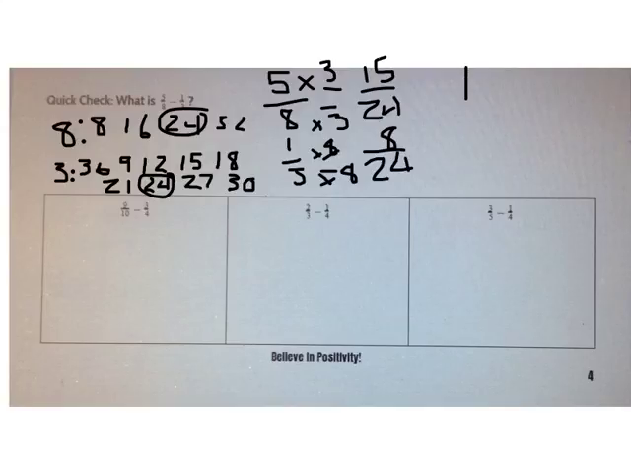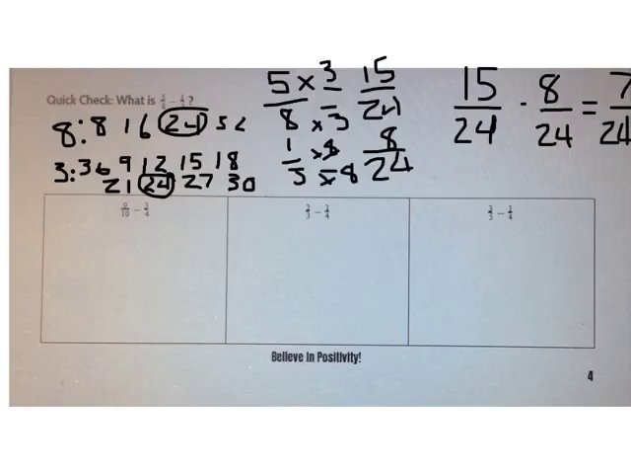Now subtract the new fractions. What's 15 over 24 minus 8 over 24? It's 7 over 24. The correct answer is 7 over 24. Now try 3 on your own. What's 9/10 minus 3/4? Solve that problem now.